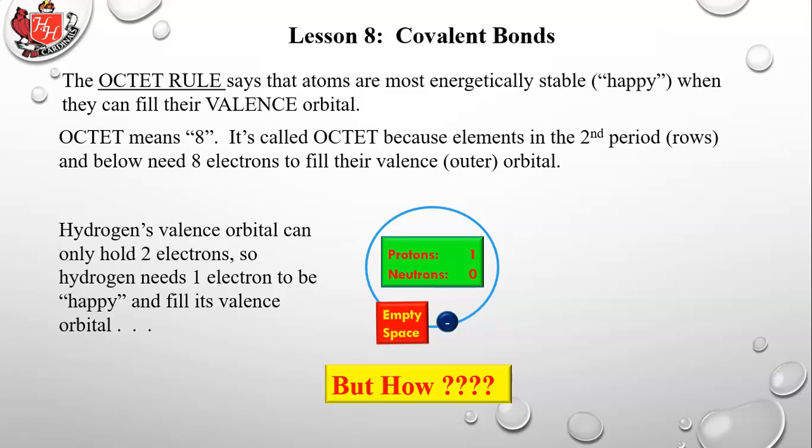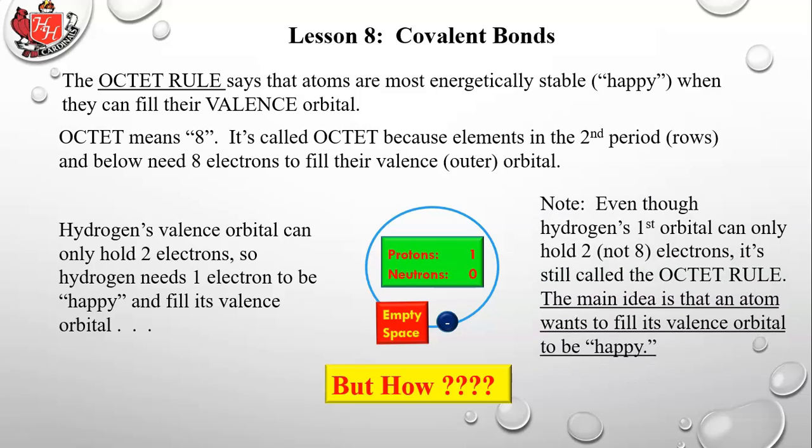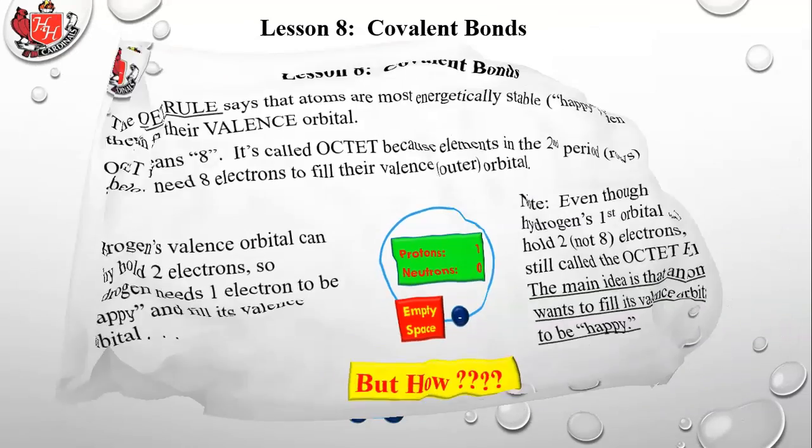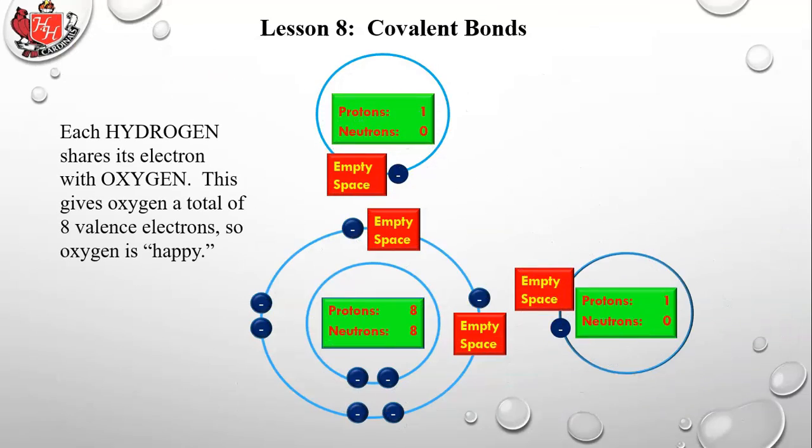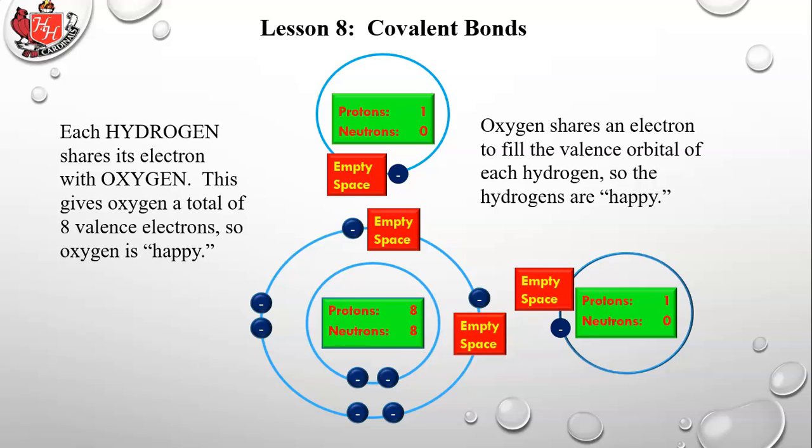So how does hydrogen do that? And note that even though hydrogen's first orbital can hold 2, not 8 electrons, it's still called the octet rule. The main idea is that an atom wants to fill its valence orbital to be happy. So each hydrogen shares its electron with oxygen. This gives oxygen a total of 8 valence electrons, so oxygen is happy. Oxygen likewise shares an electron to fill the valence orbital of each hydrogen, so the hydrogens are happy.